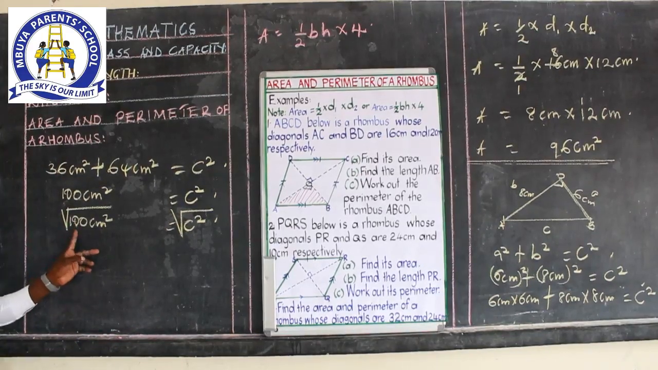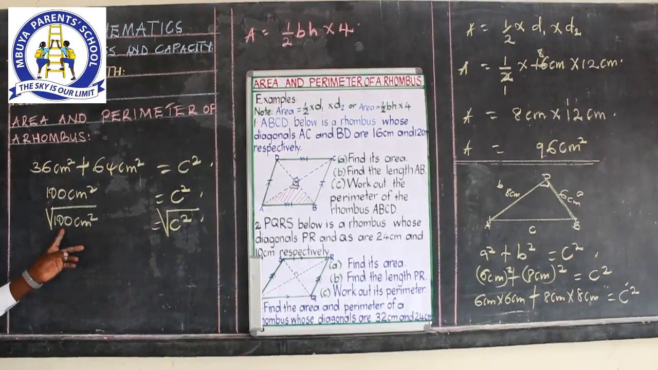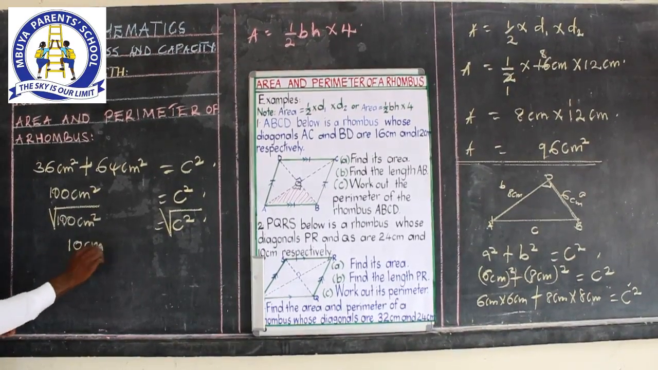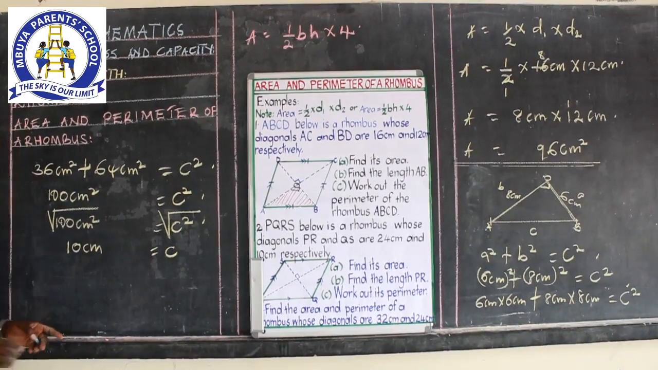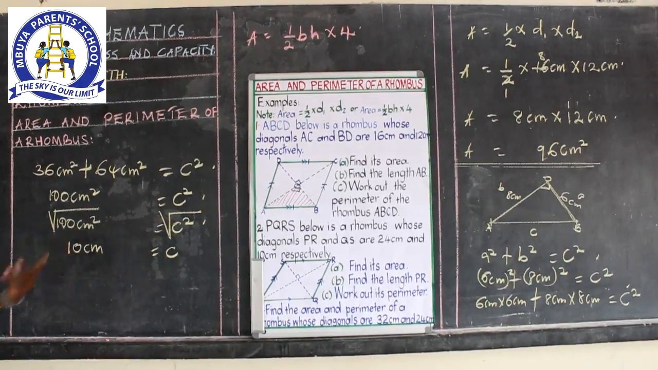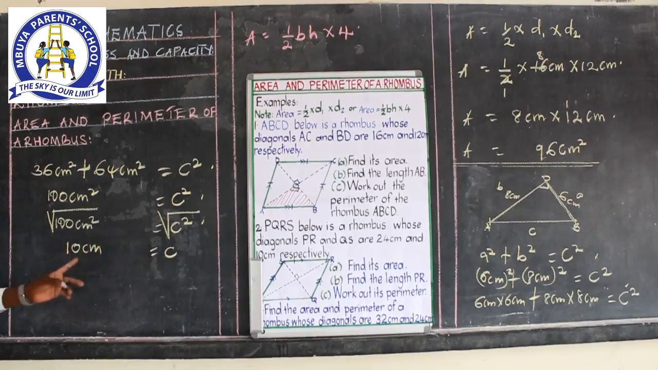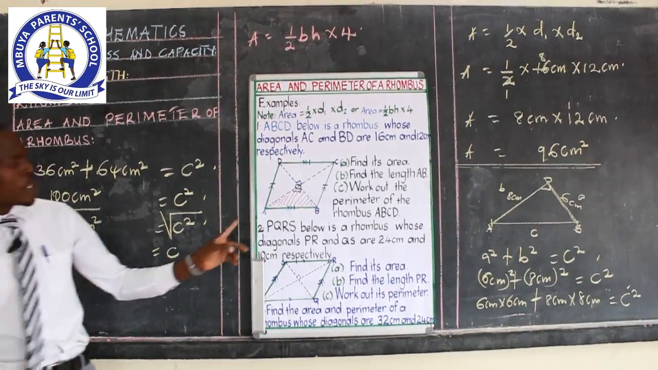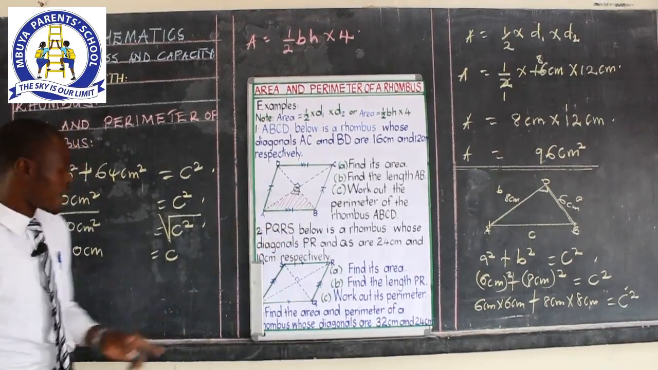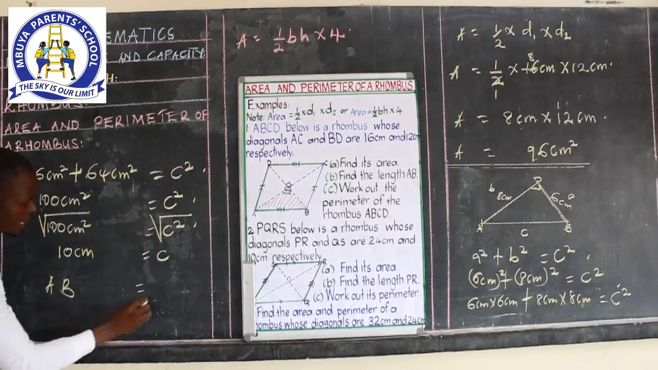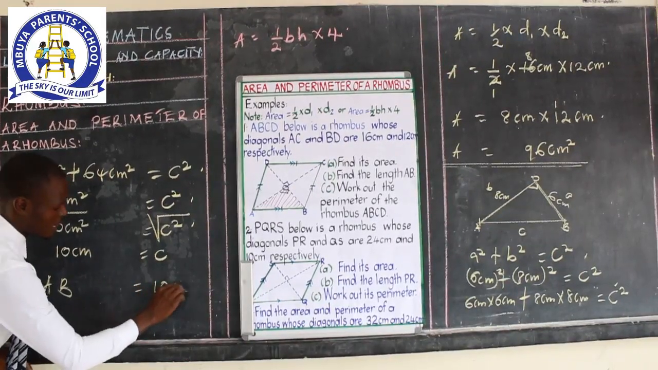Class, what's the square root of 100? I know you must have answered there. With me, the answer is 10 centimeters, giving us C. It is now no longer C squared because we've gotten the square root here. So our C is 10 centimeters. Class, we don't need the C. What do we need? We need the length A and B. So therefore, our length A and B is equal to 10 centimeters.